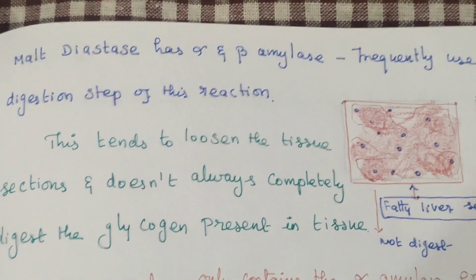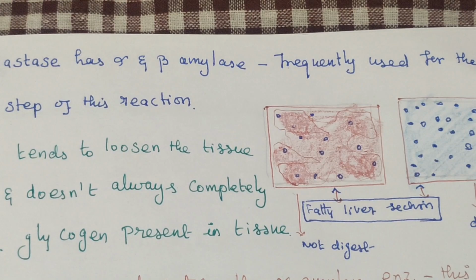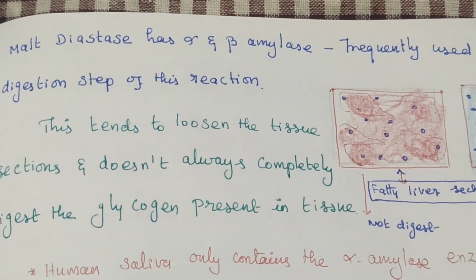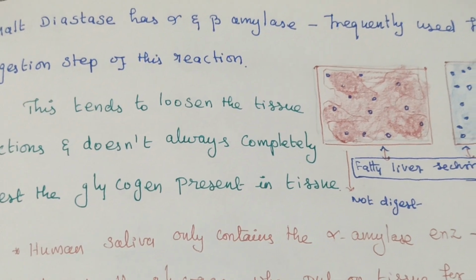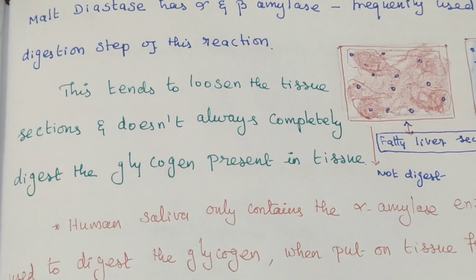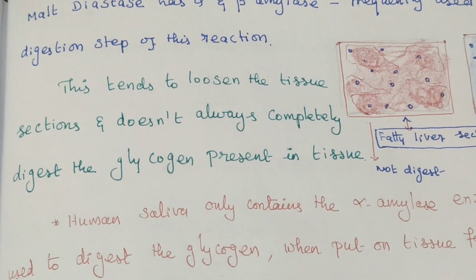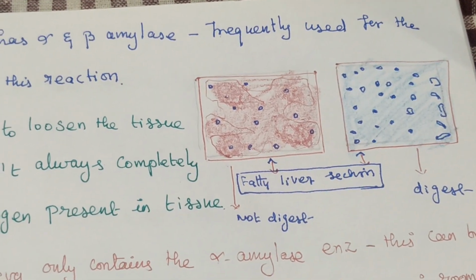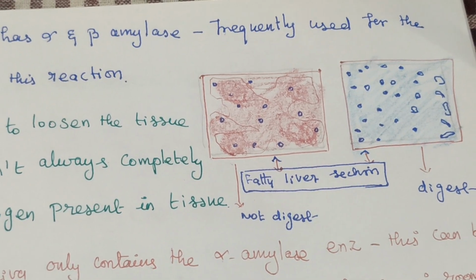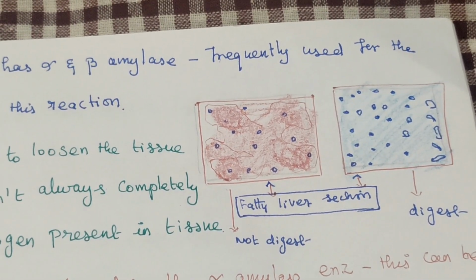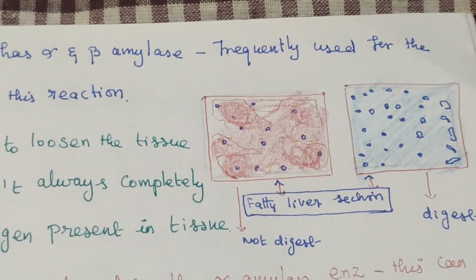Malt diastase has alpha and beta amylase and is frequently used for the digestion step of this reaction. This tends to loosen the tissue section and does not always completely digest the glycogen present in the tissue. Both are fatty liver sections. The first slide is not digested, and the second one is digested with malt diastase.